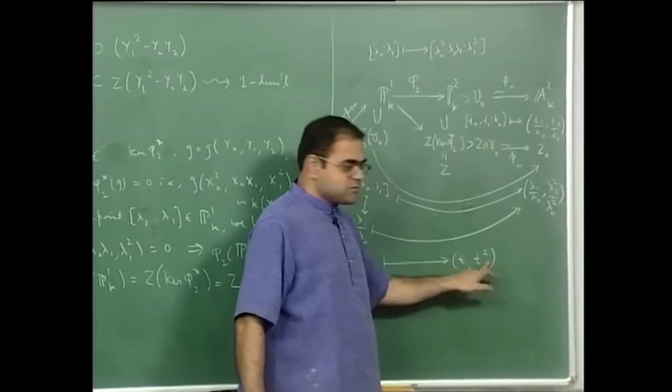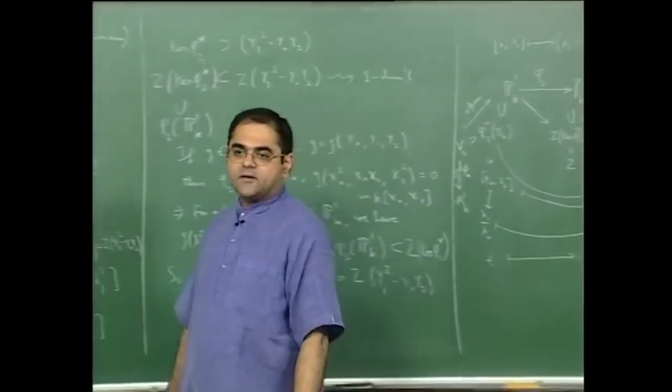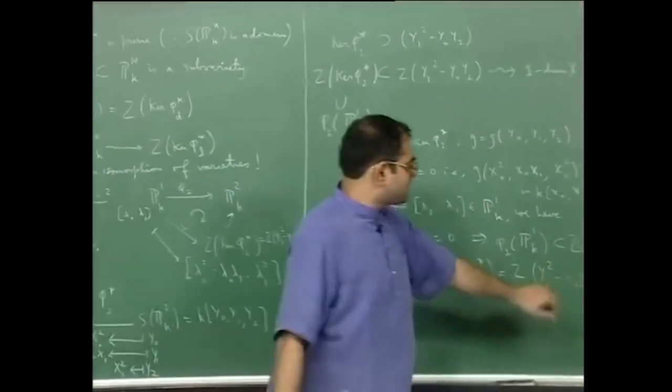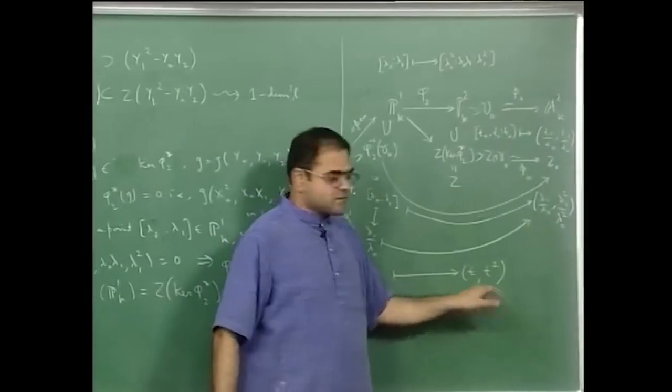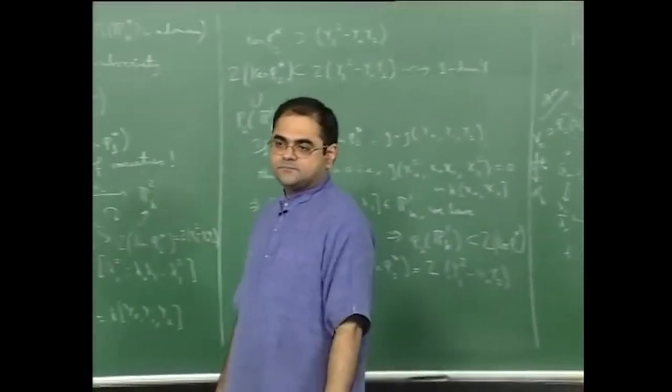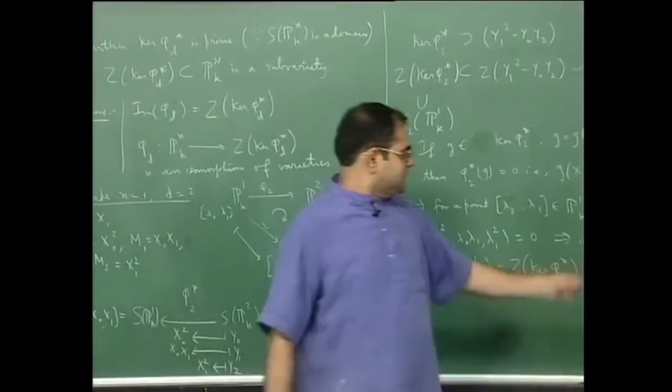projection on each coordinate gives me a regular function. So projection on the first coordinate gives me identity. Projection on the second coordinate gives me T squared. Okay, so this is a regular function.